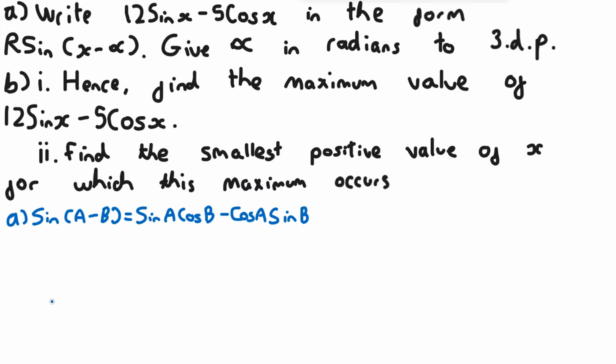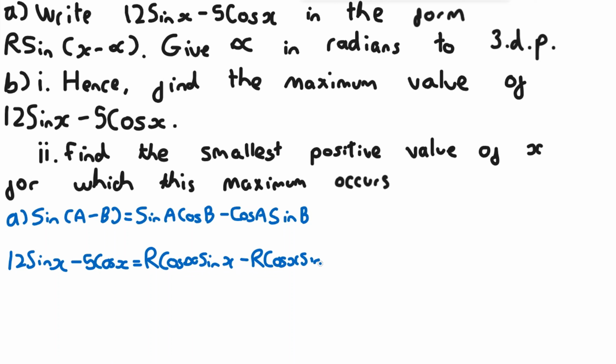So therefore, we can write 12 sin of x minus 5 cos of x. This is equal to r sin of (x minus alpha), which is equal to r, and then sin a, which is sin x, and then cos b, which is cos alpha. I'm just going to write this the other way around. So it's r cos of alpha, sin x, and then this is minus r cos of a, which is cos of x, sin b, which is sin alpha. Again, I'm just going to write this the other way around. So it's sin alpha cos of x, like this.